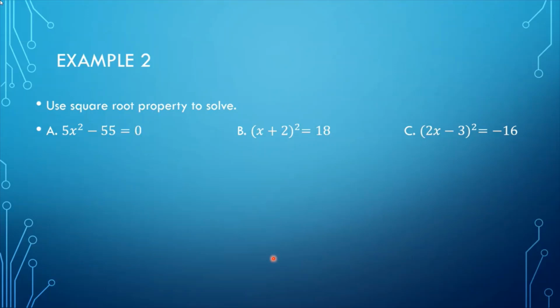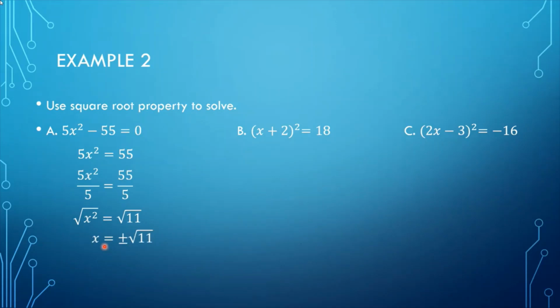All right, let's look at some more examples. Let's look at three and how to use the square root property. Let's look at the first one. Whenever you have a square, you want to isolate it. So you want to add 55 to both sides. You get 5x squared equals 55. Next, you want to get rid of this 5, so you divide both sides by 5. You end up with x squared equals 11. Take the square root of each side and you end up with x equals plus or minus the square root of 11.